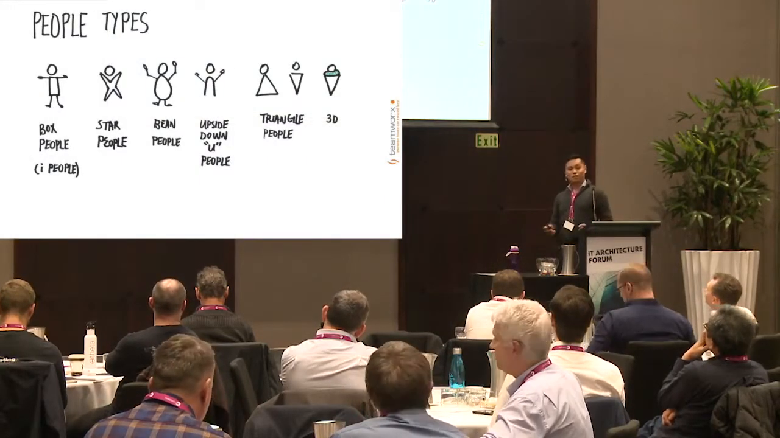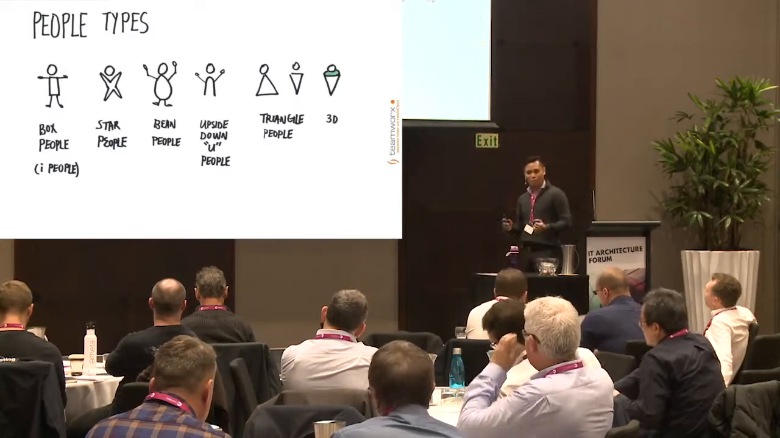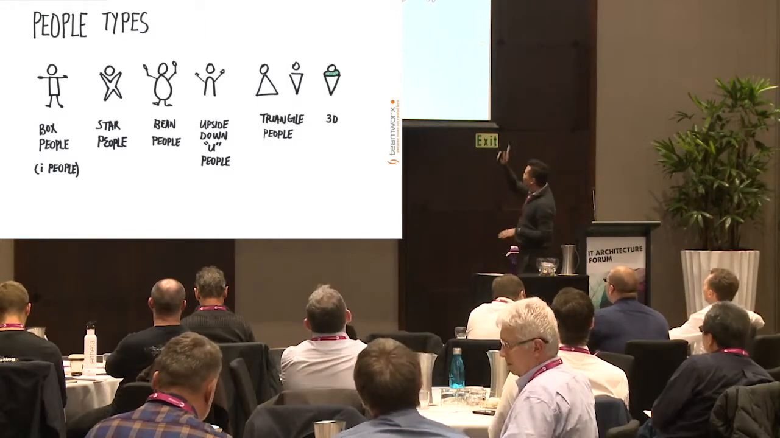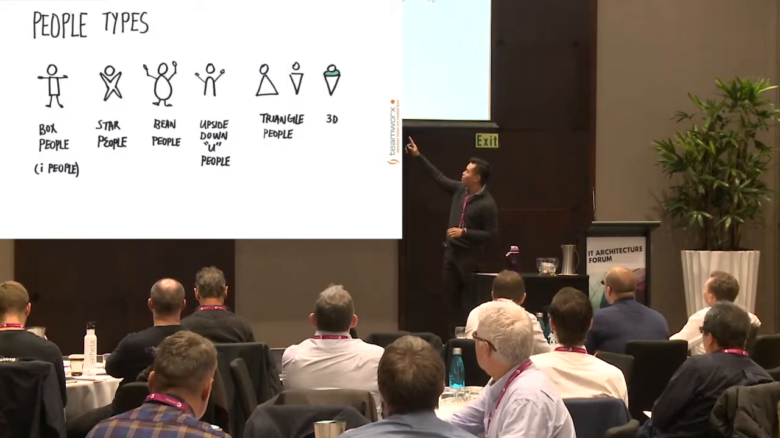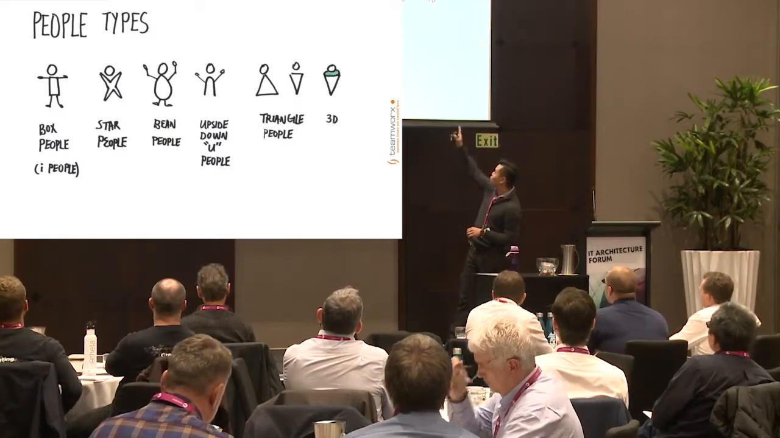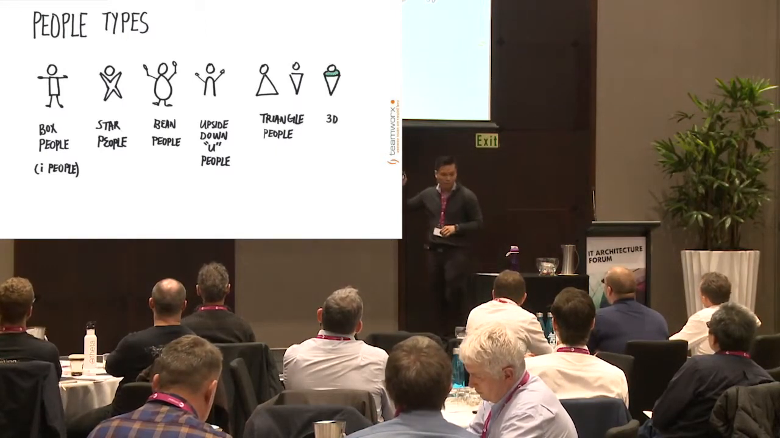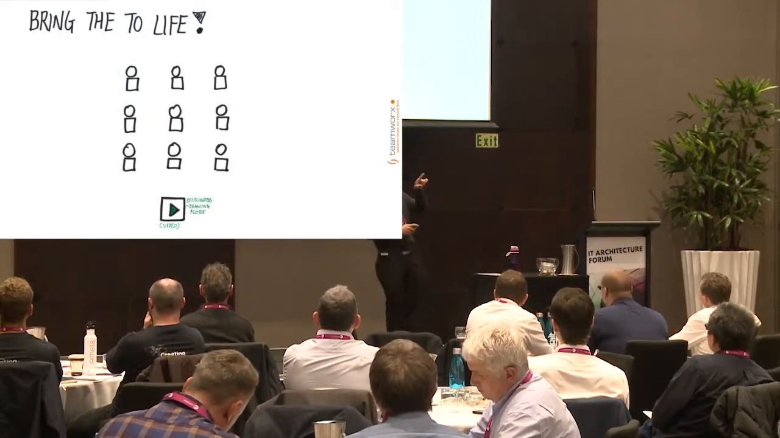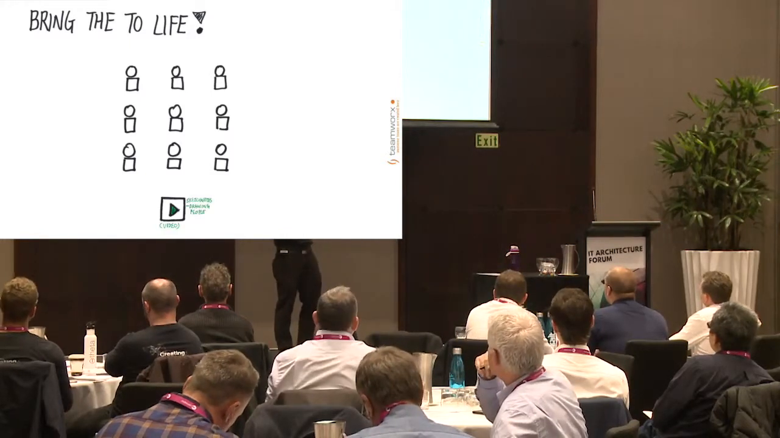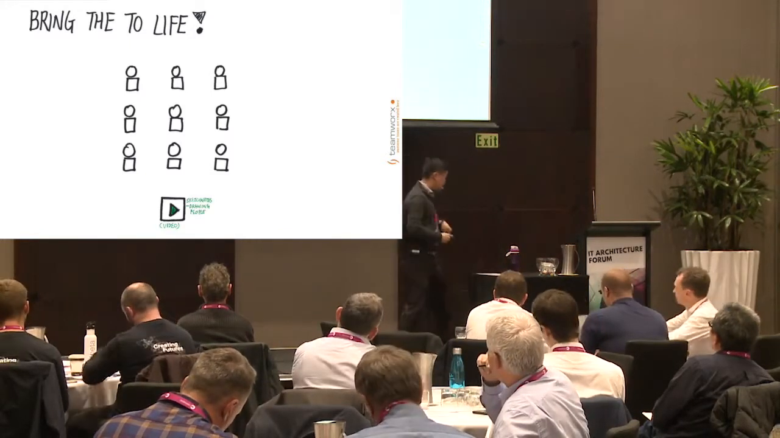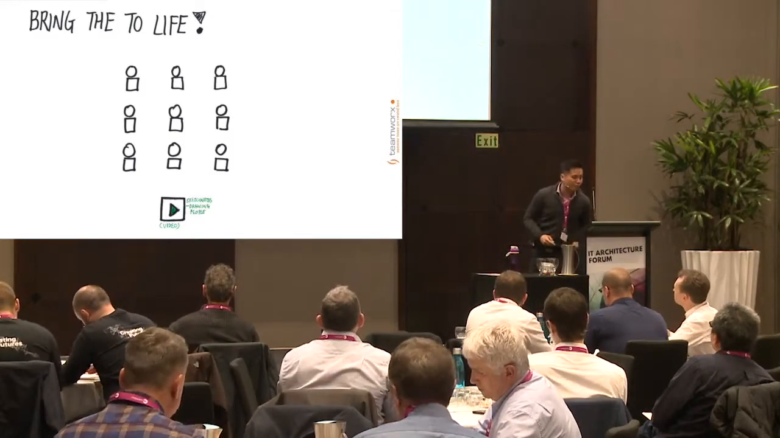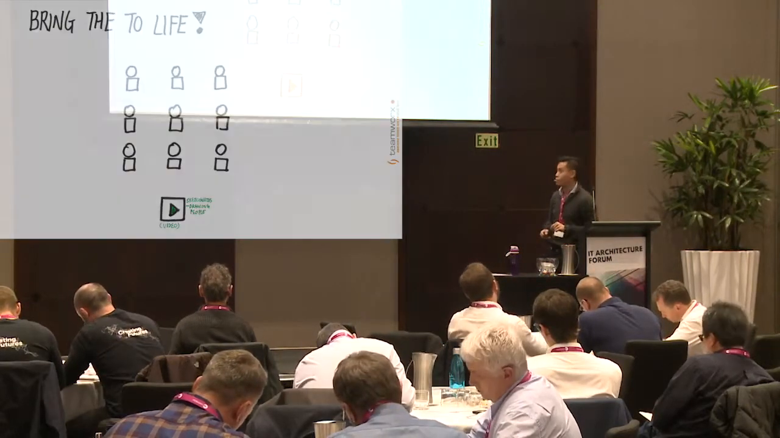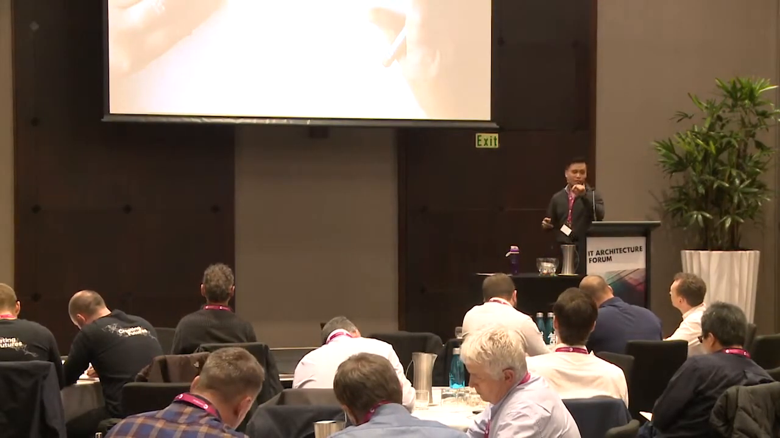Now, the first thing that we've got to do when we learn to sketchnote is to draw people. Now, there's 7 different types of people. We've got box people, star people, bean people, upside down U people, triangle people, and 3D people. So I'm going to do another fun little exercise. I'm going to get you to draw 9 eye people in a grid, 3 by 3. And we're going to bring those eye people to life. So I'm going to play a little video, and I hope you follow along. The video is about 5 minutes long. Do we have our 9 eye people?